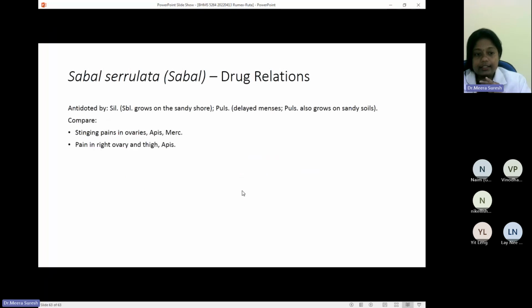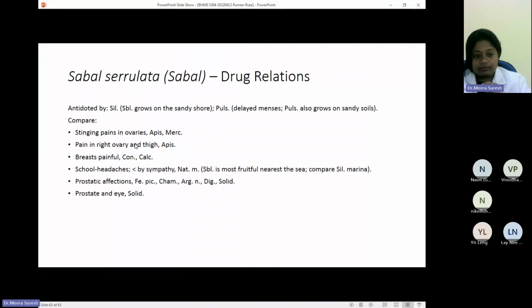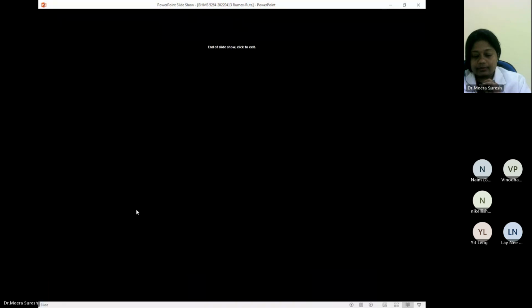Drug relations: it is antidoted by Silicea and also Pulsatilla. For the ovarian complaint, comparison with Apis and Mercurius. Pain in right ovary and thigh, Apis. Breast complaint, Conium, Calcarea, even Phytolacca. The prostate and eye complaint, another one we mentioned earlier, Solidago will come there. And aggravation from coition, Calcarea carb also. Other things don't matter.